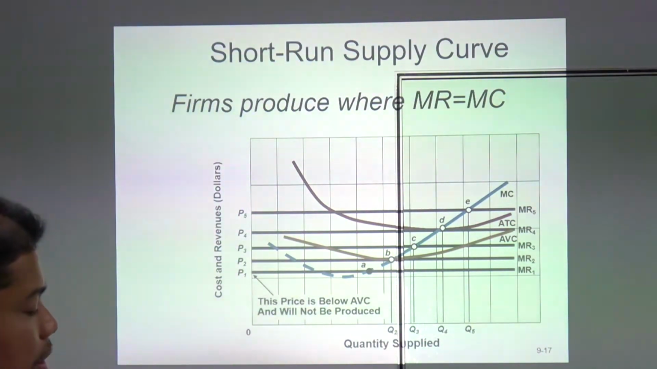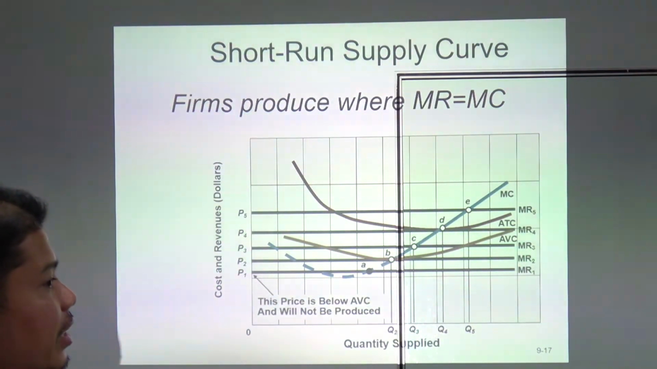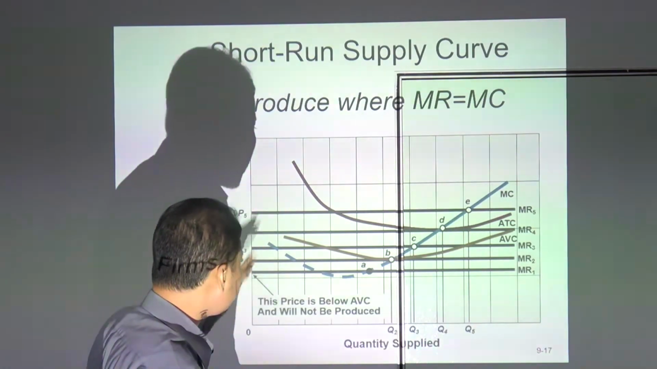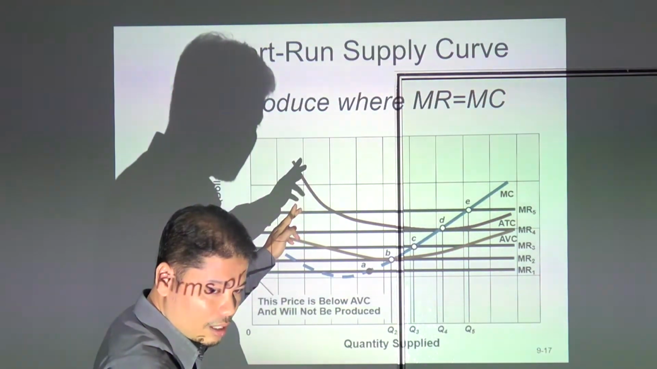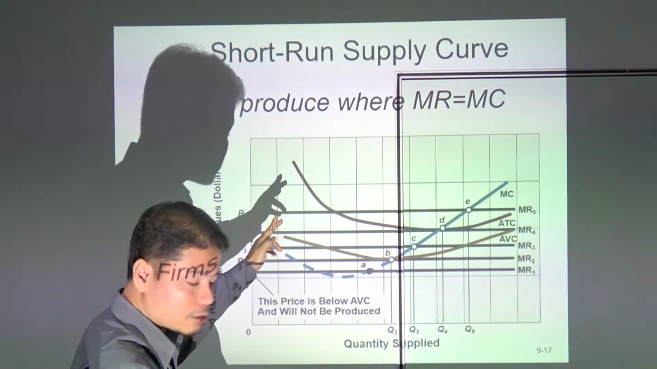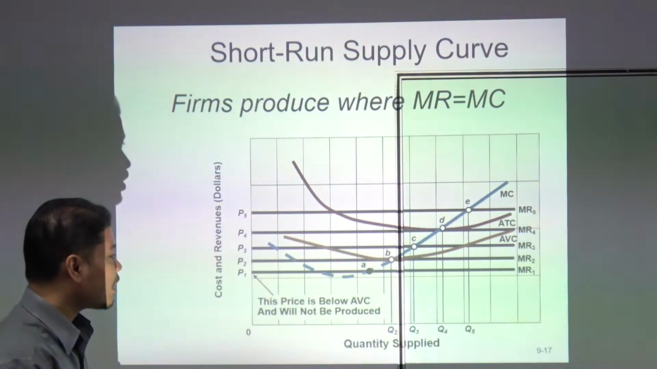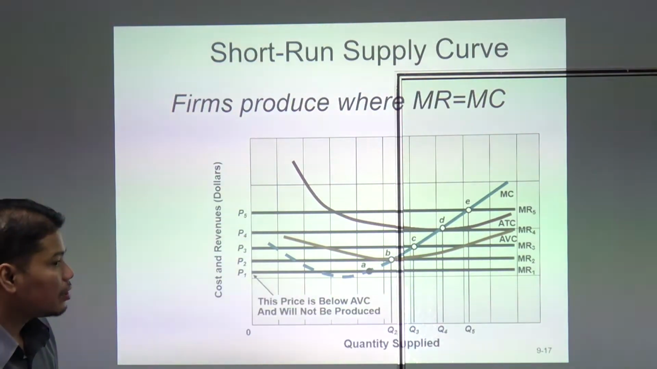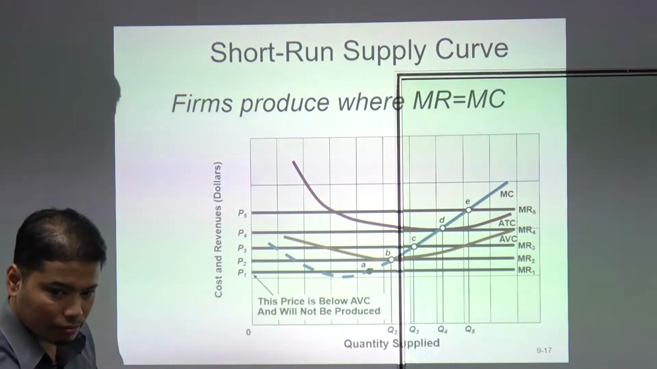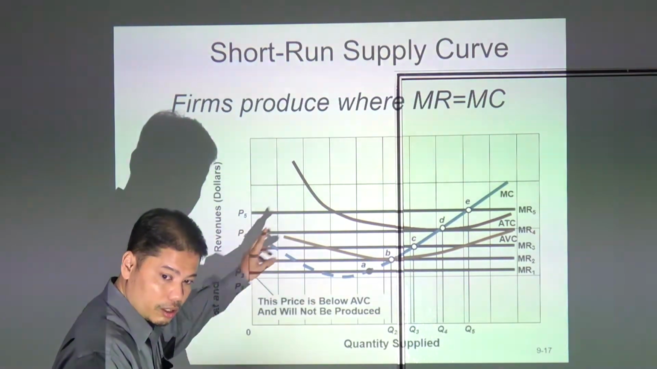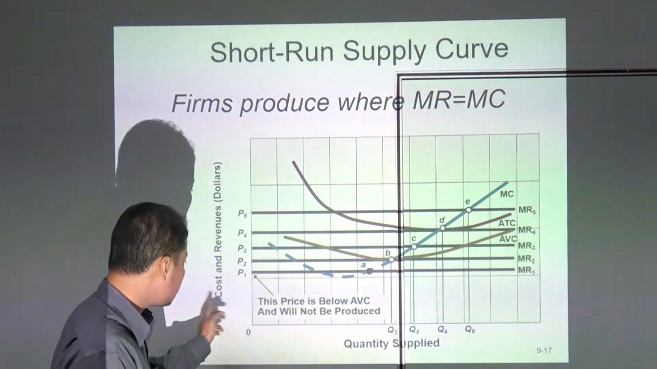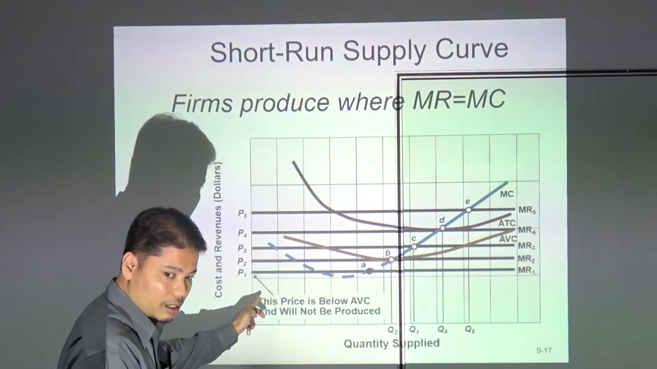And we can also identify that all of these points B, C, D, and E are all along the marginal cost curve. So we can say that the supply curve of a firm is basically located along the marginal cost curve, but not the whole marginal cost curve, because we don't produce when the price is P1, right, at point A here.